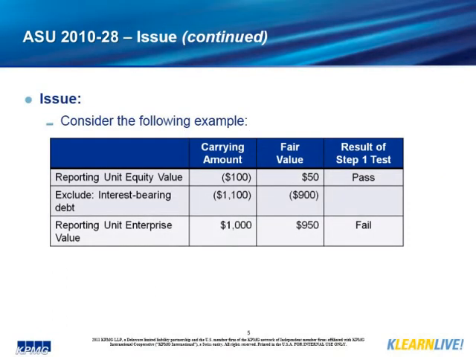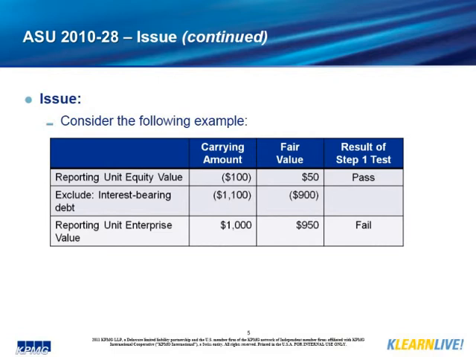In addition, the testing approach selected, either an equity value-based or enterprise value-based approach, could impact the result of the Step 1 test, as the example in this slide illustrates. In this example, the reporting unit passes the Step 1 test under the equity value-based approach, as it has a positive $50 fair value compared to a negative $100 carrying amount.